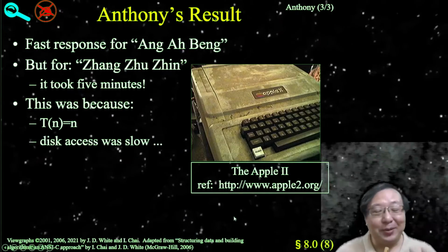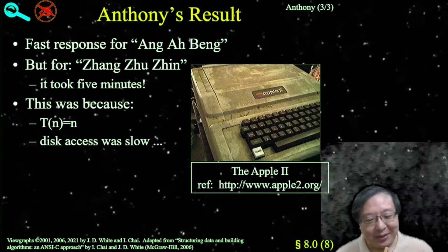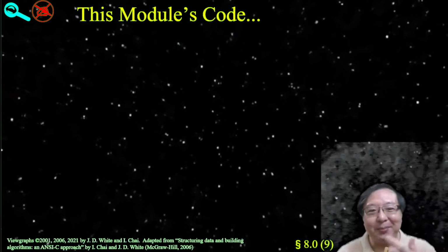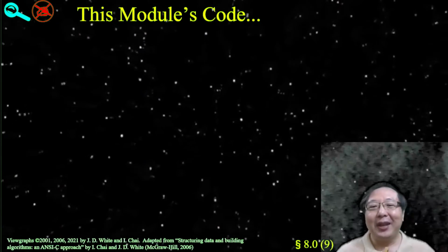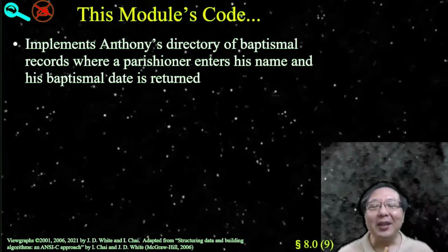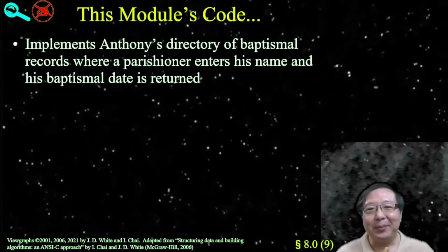And the disk access was so slow, and you're going through one by one, so it's check to see, is this name? Nope. Next name? Nope. And so it'll go through one by one and search through, and it took a long time. So we're going to show this. This is the algorithm that he used.